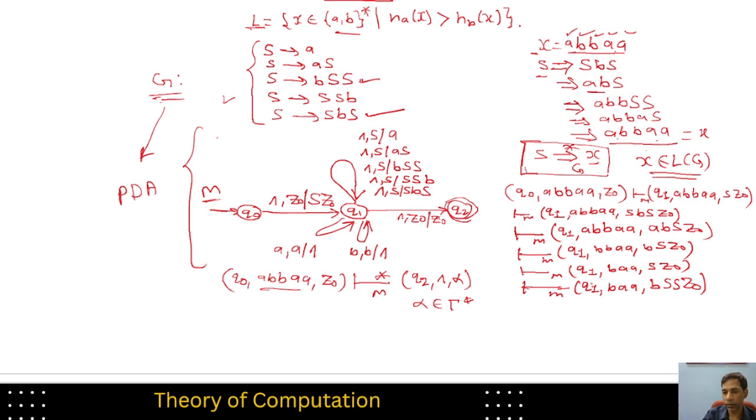So B is in the top now. So from this configuration, your machine goes to the state Q1. Now input is B and top is also B. So matching is done. So you are consuming the input. Now the remaining input becomes AA, and here the stack contains is SS, Z0.